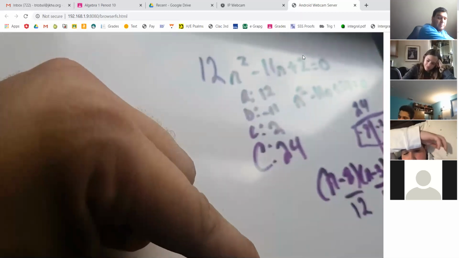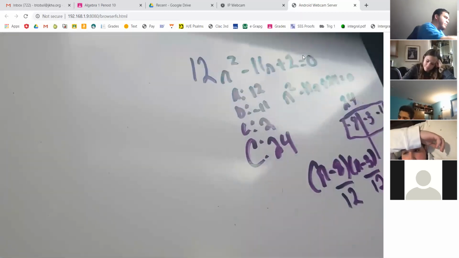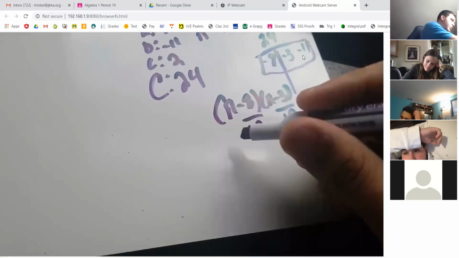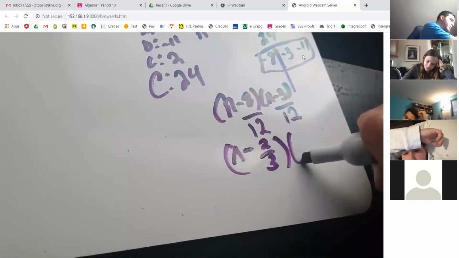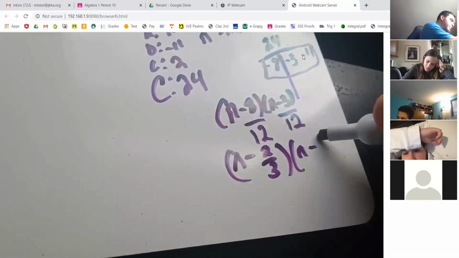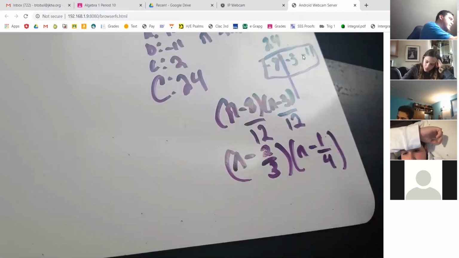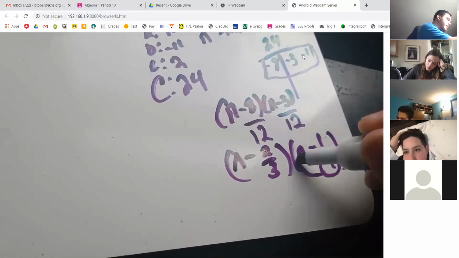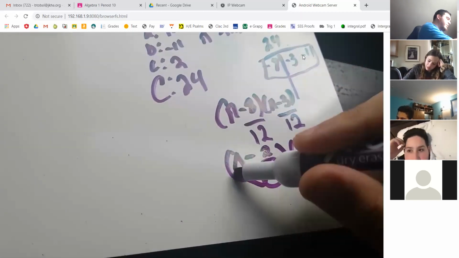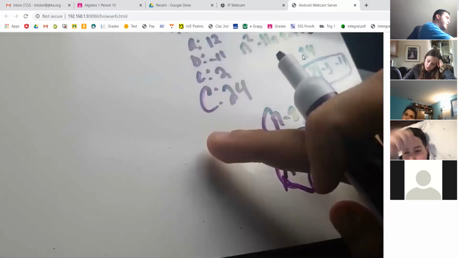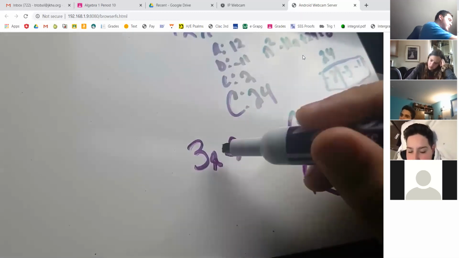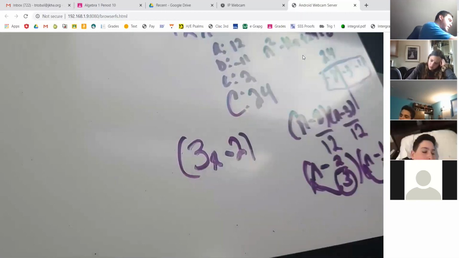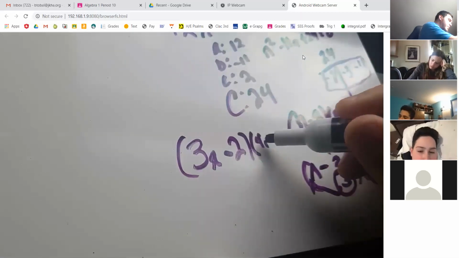So we've got to simplify as best as possible. The first one reduces down to 2 over 3. And the second one reduces down to 1 over 4. Now, we don't like fractions, so we take the denominator and slide it to the front. I'm going to write my answer over here. That's going to be 3n minus 2, and the other one is 4n minus 1.